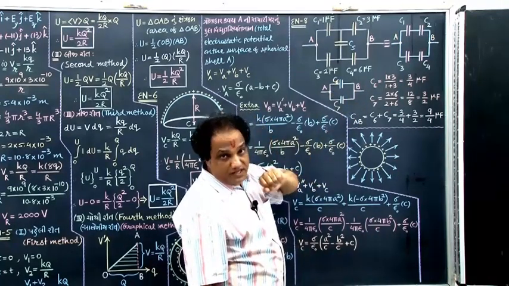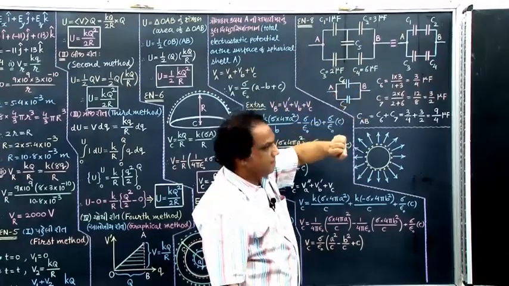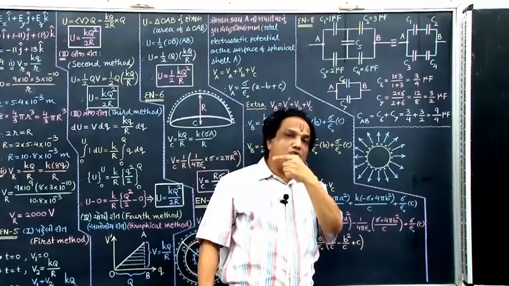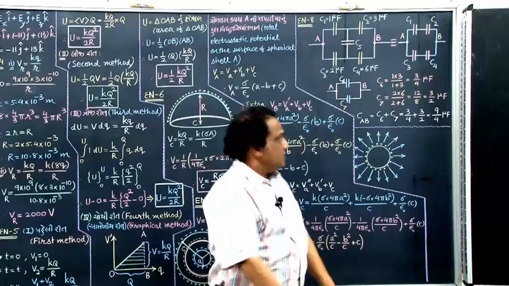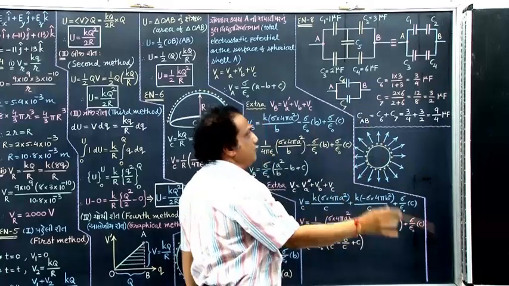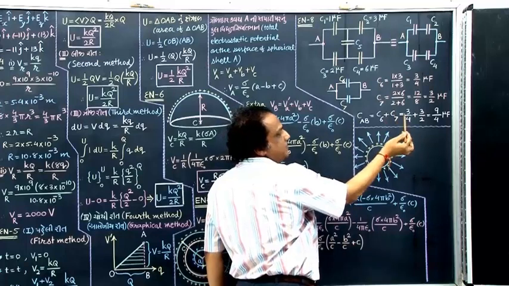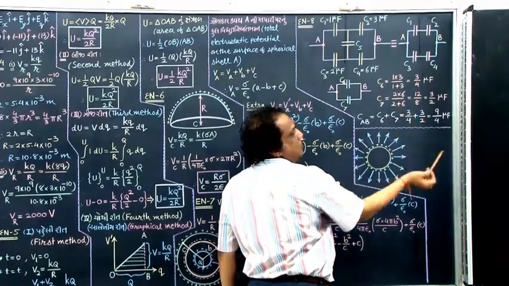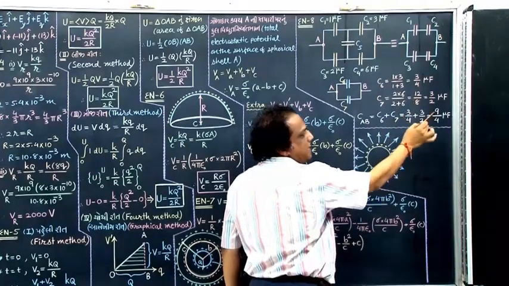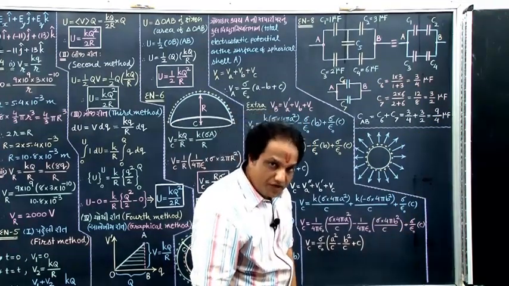Now you can find here in this network, these two capacitors are connected in parallel between points A and B. And what is the law of parallel connection of capacitors? Equivalent capacitance should be equal to the summation of individual capacitances. So if the equivalent capacitance between points A and B is CAB, then it should be equal to the summation of these two values, that is C6 plus C7. What is C6? It is 3 by 4, plus C7 is 3 by 2. 3 by 4 plus 3 by 2 is 9 by 4 microfarad.